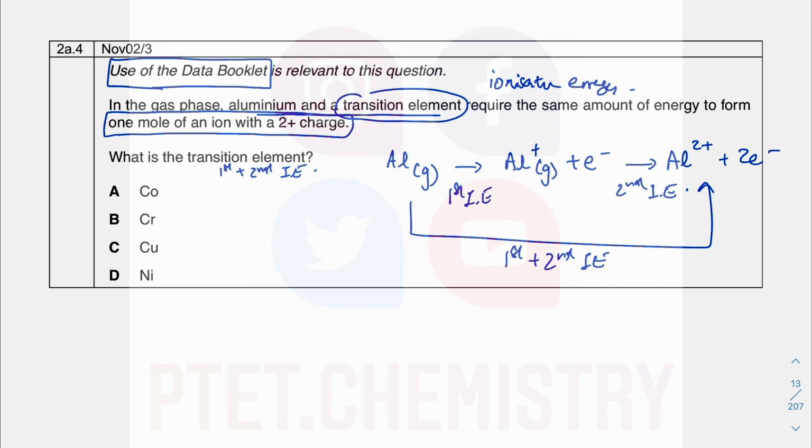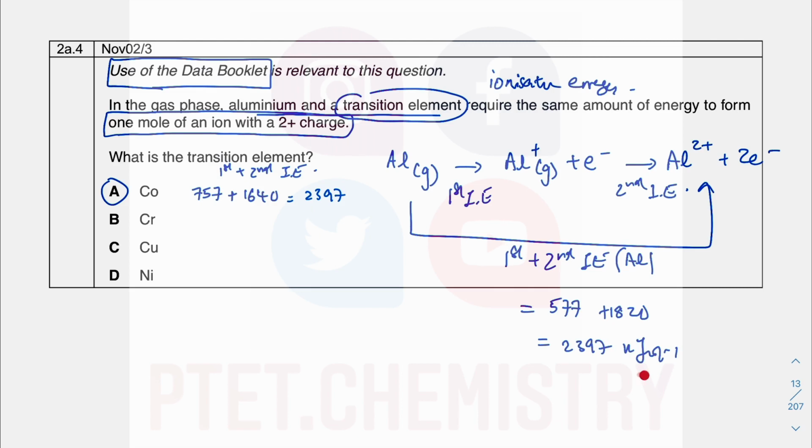cobalt, it shows me 757 plus 1640, so it's 2397 kilojoule per mole. This is for aluminium. Aluminium is 577 plus 1820. So really it's just looking at the question, and already the first option already gives me the exact same one. So really that's the answer already.